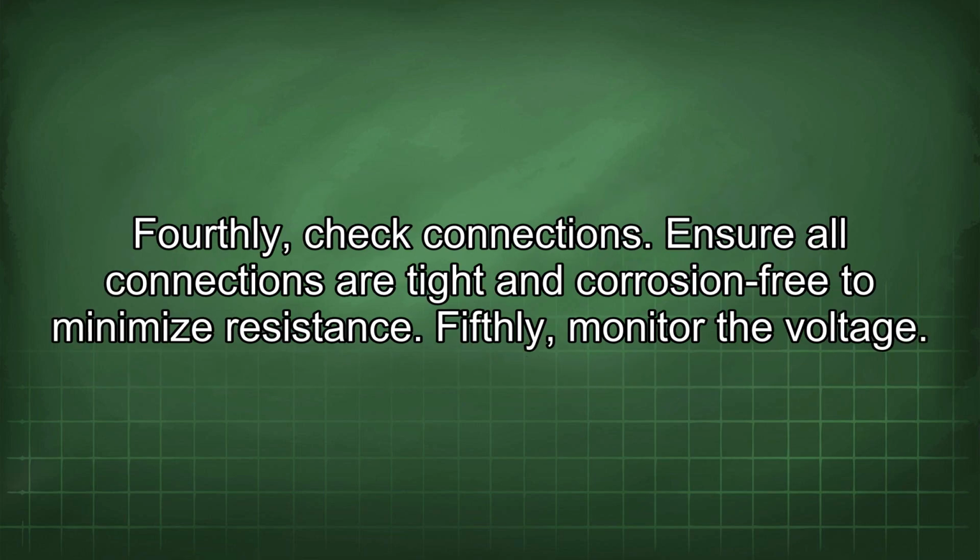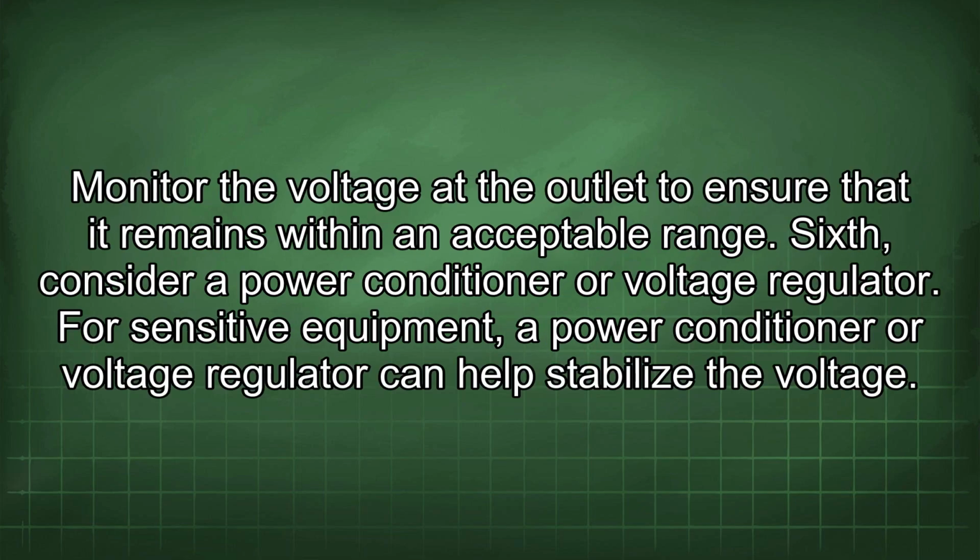Fourthly, check connections. Ensure all connections are tight and corrosion-free to minimize resistance. Fifthly, monitor the voltage. Monitor the voltage at the outlet to ensure that it remains within an acceptable range. Sixth, consider a power conditioner or voltage regulator. For sensitive equipment, a power conditioner or voltage regulator can help stabilize the voltage.